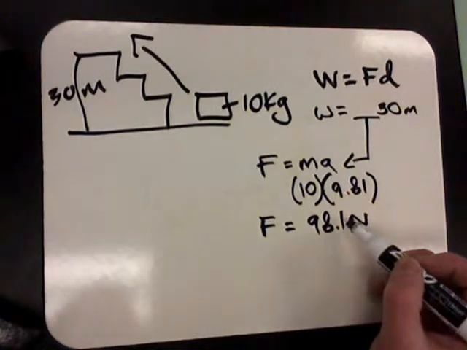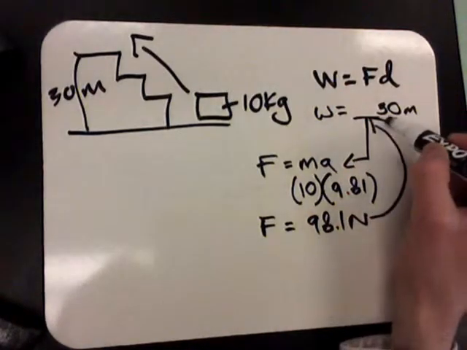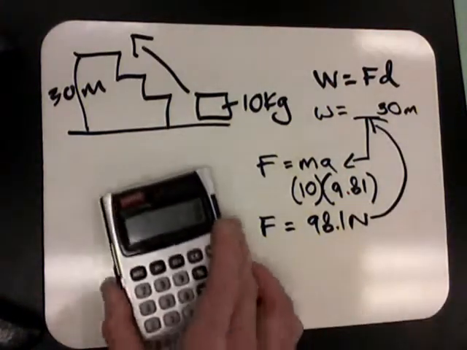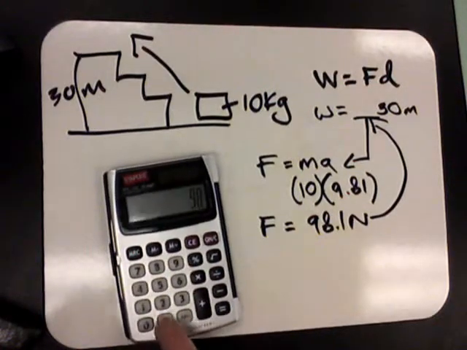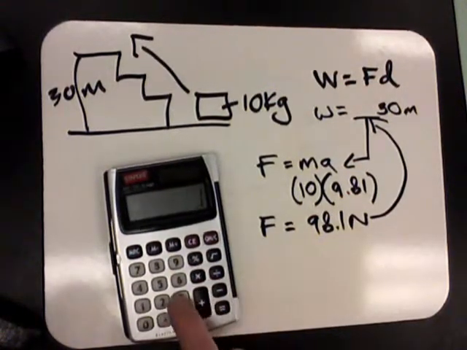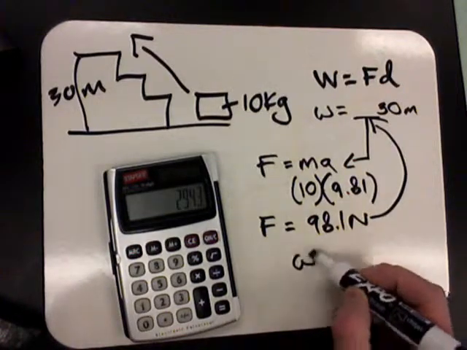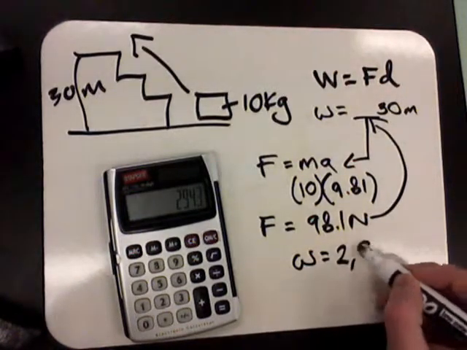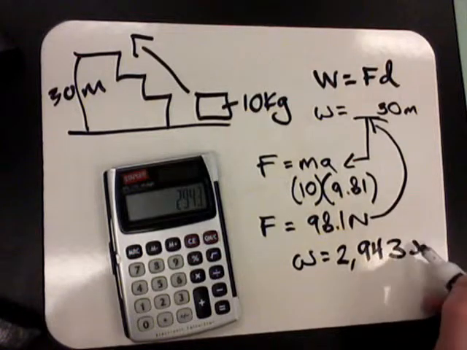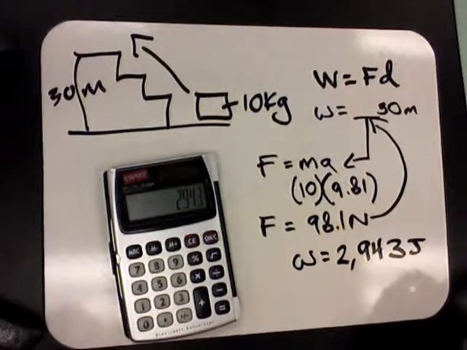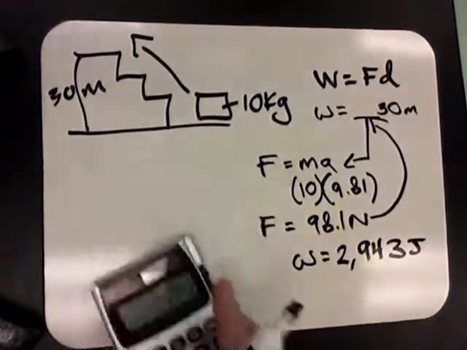Great. Well, we found that. Let's just slap it in back up here for the force and multiply everything together. 98.1 times 30, that's 2,943. Work equals 2,943 joules, capital J. Well, that answers the first part of our question.